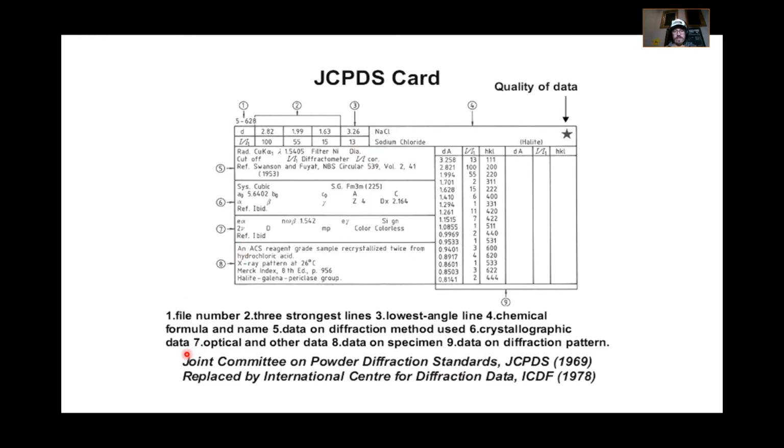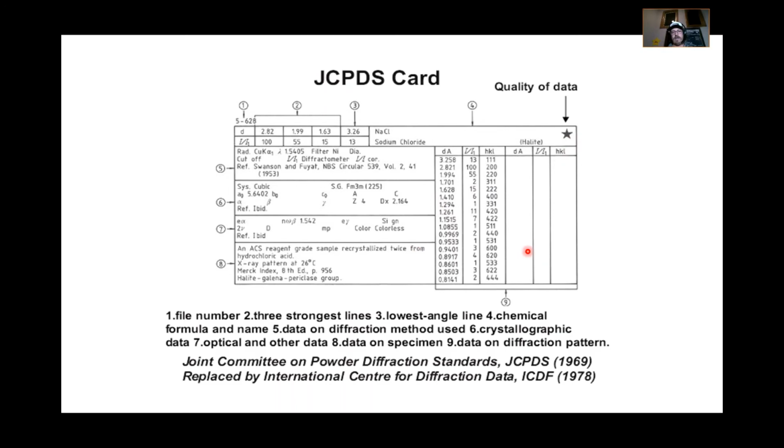It was the Joint Committee on Powder Diffraction Standards, JCPDS. There were even ASTM cards at one point in time. This was replaced by the International Center for Diffraction Data in 1978. Before I go to what it's called now, we'll take a look at what was on a JCPDS card back in the day.